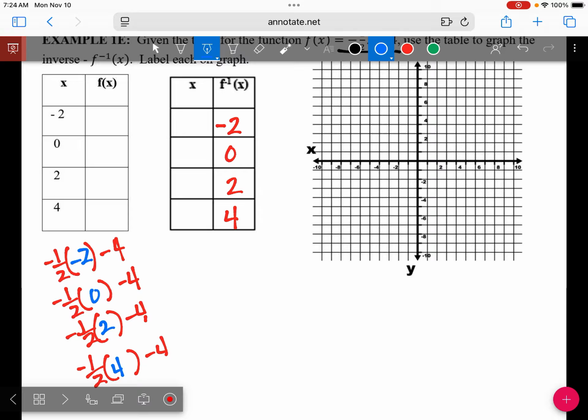So I think that would be 1 minus 4. So I think you get negative 3 for the first one. And remember, when you connect your points, after you draw your line, you have to label it.